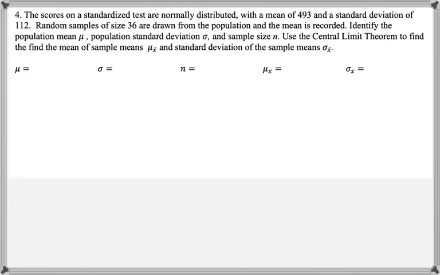The scores on a standardized test are normally distributed with a mean of 493 and a standard deviation of 112. Random samples of size 36 are drawn from the population and the mean is recorded. Identify the population mean, the population standard deviation, and the sample size. Use the central limit theorem to find the mean of sample means and the standard deviation of sample means.